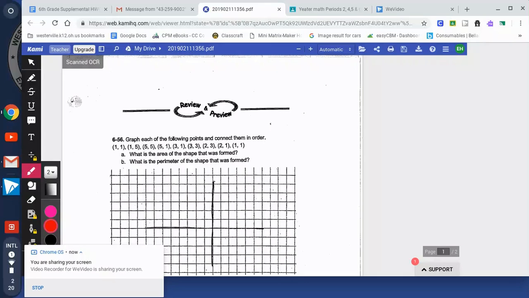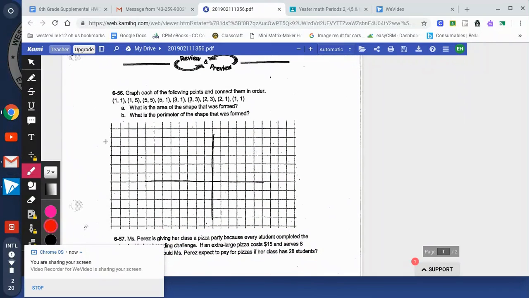All right, tonight's first question is Chapter 6, Question 56, and we are supposed to graph the following points. Again, it wants you to connect them in order. Just to get you started, if we go over one, up one, you'll be plopping the point right here. And then if you go over one, up 5, which will be right here, they want you to plot a point.